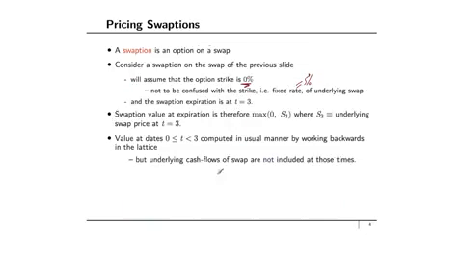One thing to keep in mind though, however, is that when we're working back from t equals 3 back to 0, we no longer include the underlying cash flows of the swap. And that's because the holder of the swaption does not get those underlying swap cash flows. The holder of the swaption will only get the cash flows associated with the swap if they exercise at t equals 3. And then they will get the swap cash flows for all time periods greater than t equals 3. They will not get them for the periods before t equals 3.